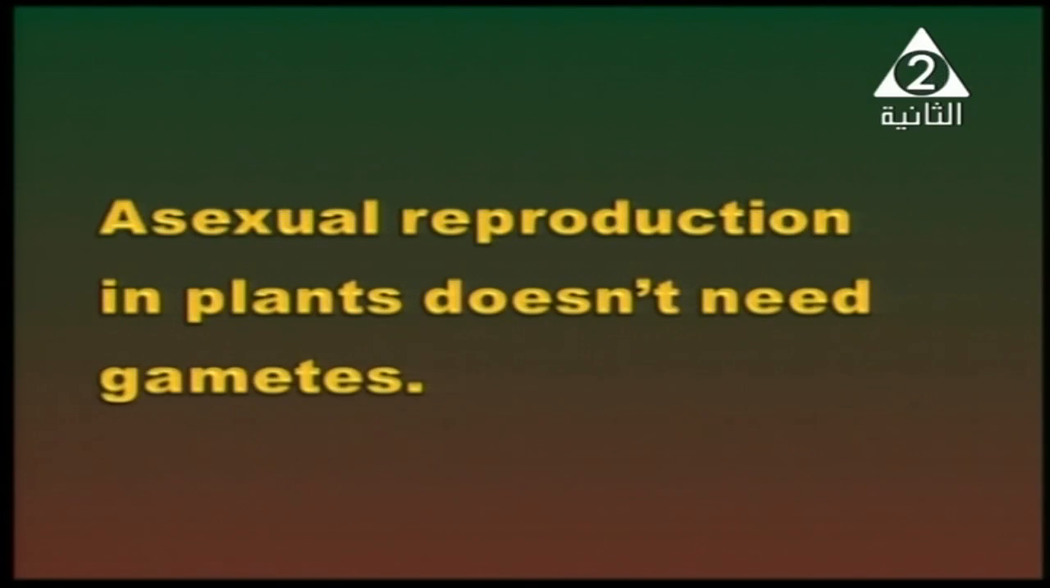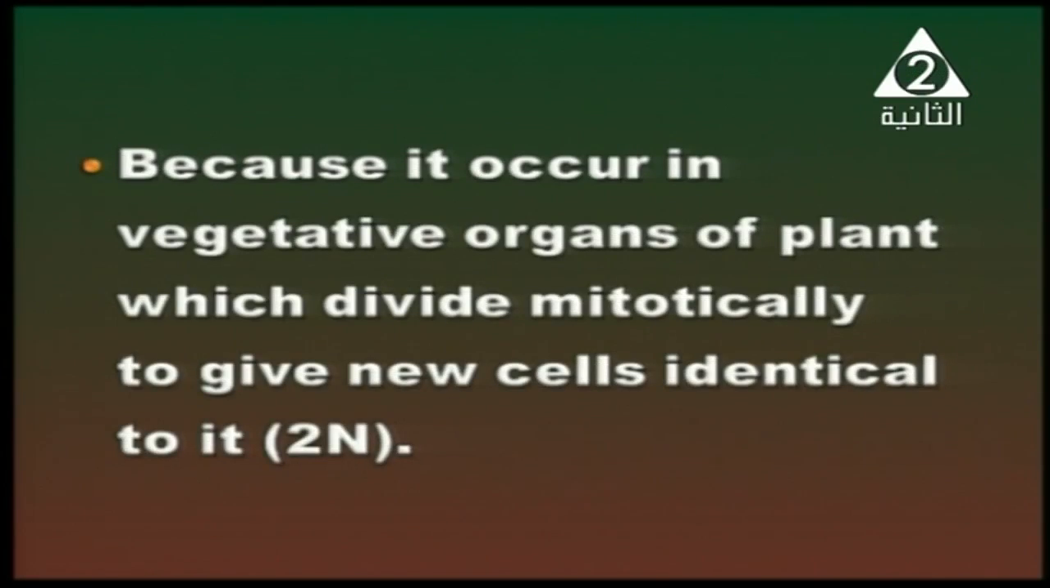The asexual reproduction in plants doesn't need gametes because it occurs in vegetative organs of the plant. What are the plant vegetative organs? They are the stem, the leaves, and the roots, which divide mitotically to give new cells identical to the parent cell with the complete number of chromosomes, 2n.